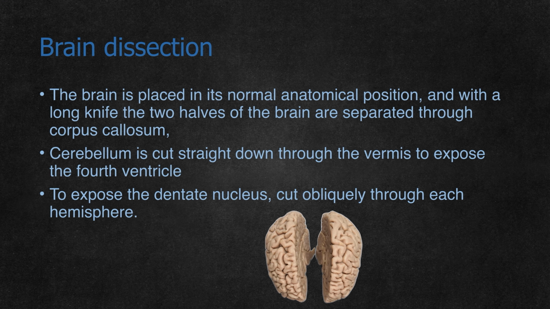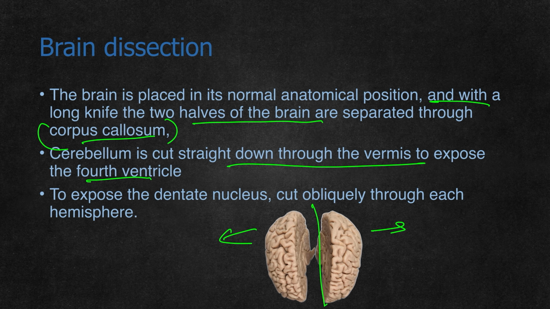Next, the brain is dissected. The brain is placed in the normal anatomical position and, with a long knife, the two halves of the brain are separated through the corpus callosum. A vertical incision is taken in the brain, separating it into two halves along the corpus callosum using the brain knife. The cerebellum is cut straight down through the vermis to expose the fourth ventricle, so after cutting, the ventricles are exposed.